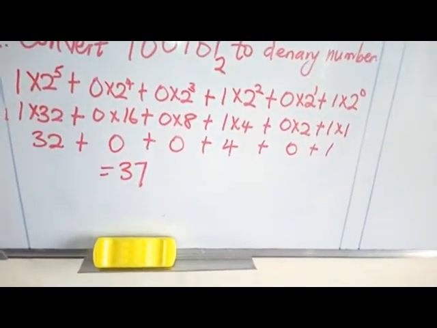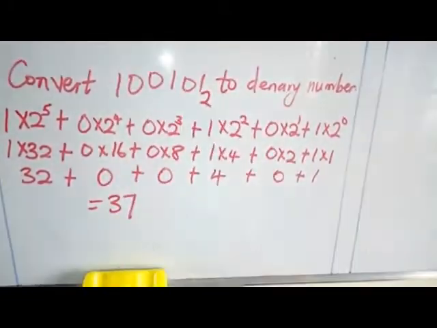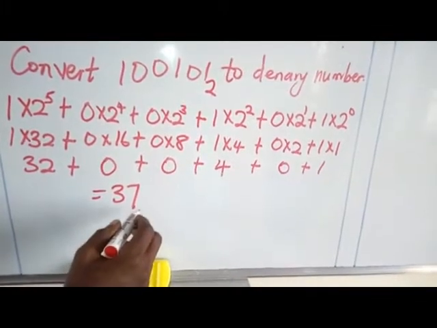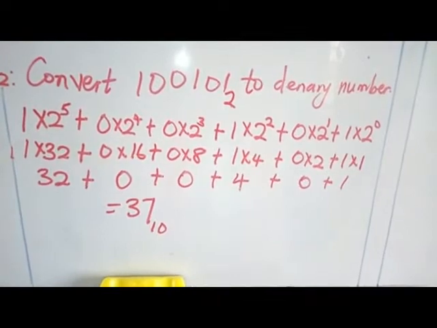And don't forget to write the base. It's very important. Now remember that we are converting to denary number, and denary, I told you, is base 10. So always remember that. That is how it is done. I believe that is clear.